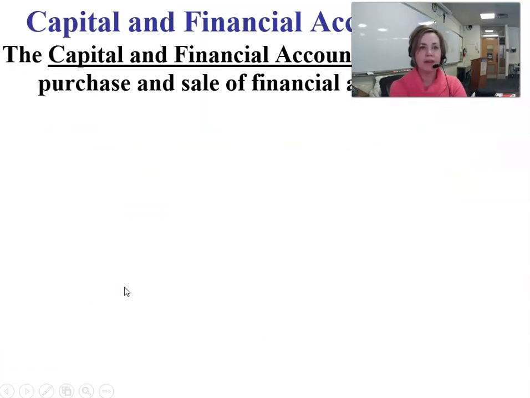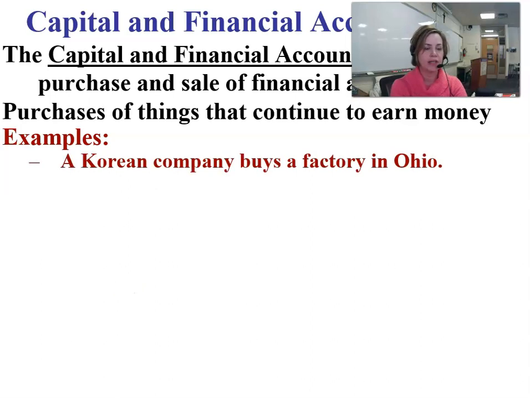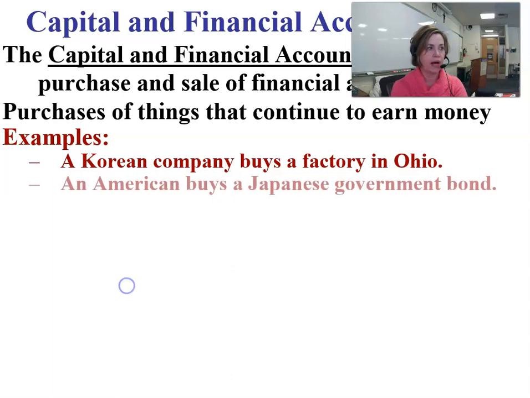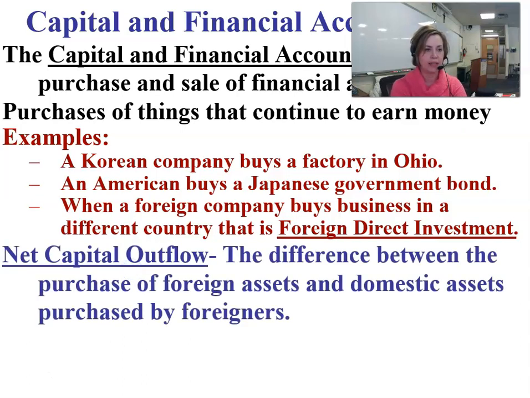The capital and financial account measures the purchase and sale of financial assets abroad. So purchase of things that continue to earn money. So for example, a Korean company that buys a factory in Ohio, or an American that buys a Japanese government bond. When a foreign company buys a business in a different country, that is referred to as foreign direct investment.